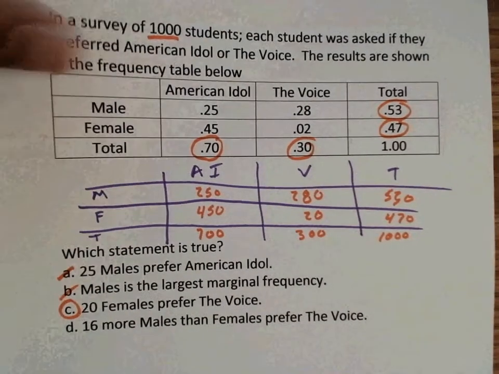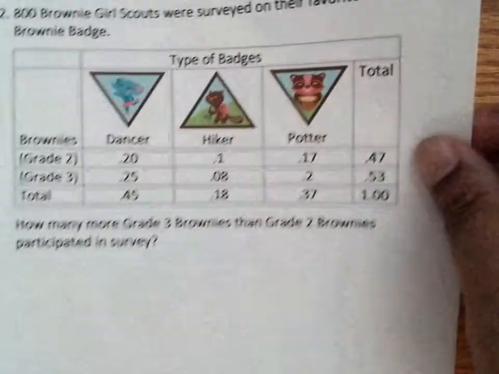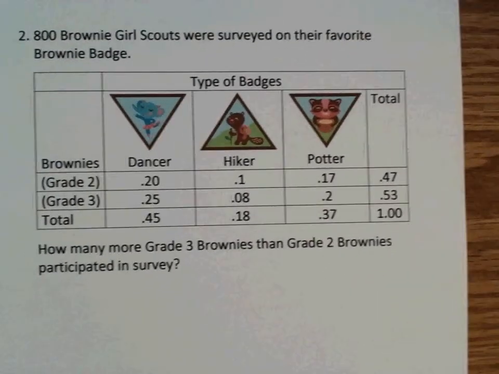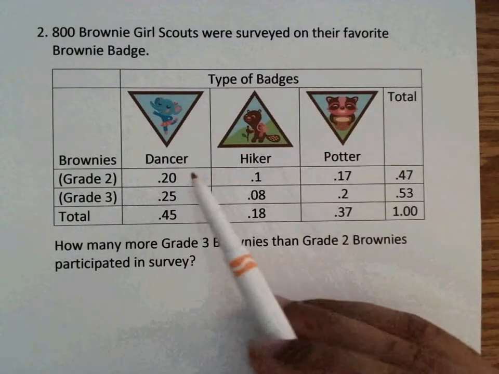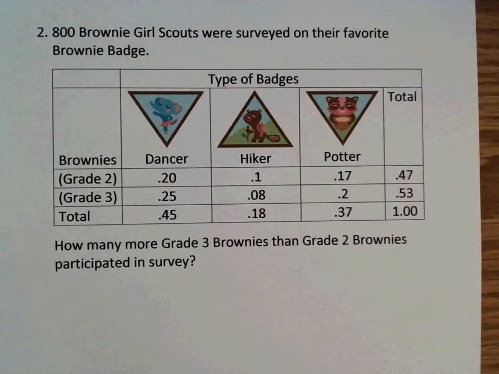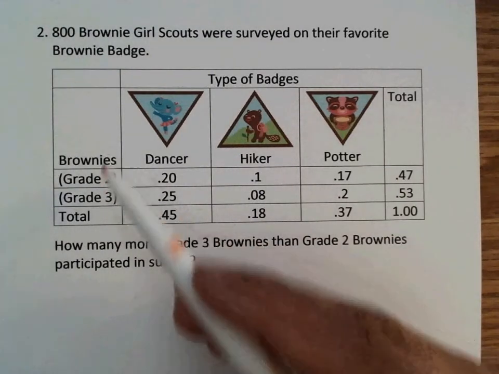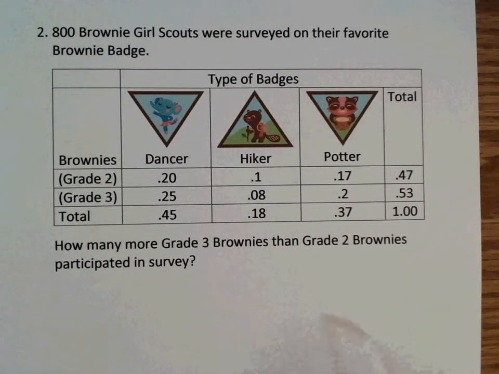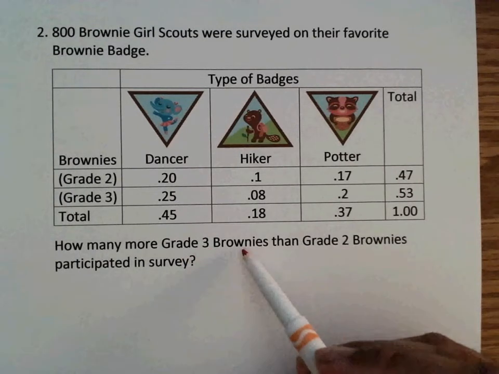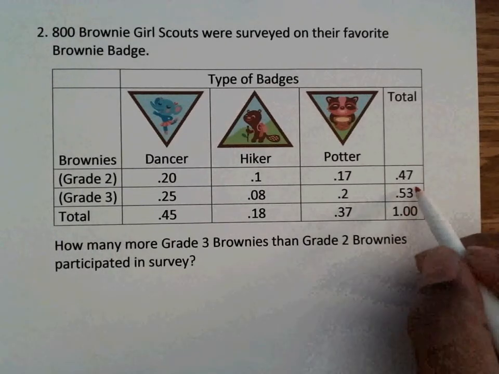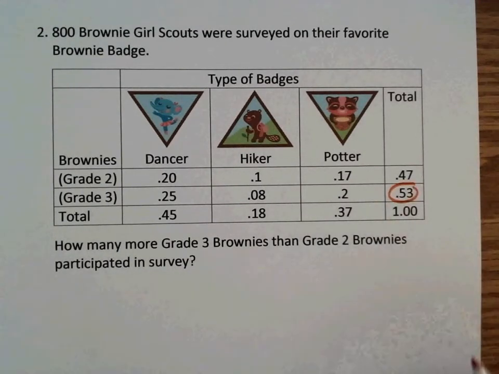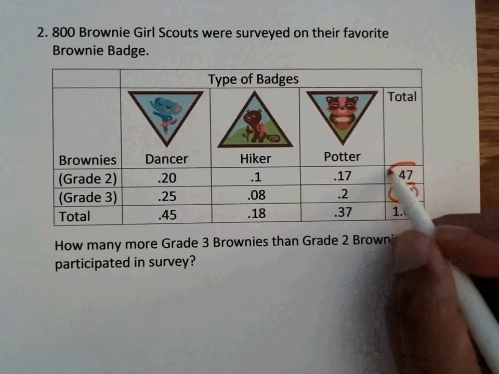Let's try another one. So in this one, it says we have 800 Brownie Girl Scouts were surveyed on their favorite brownie badge. So it looks like we have three types of badges. We have the dancer, the hiker, and the potter. And we have grade 2 brownies and we have grade 3 brownies. And we need to figure out how many more grade 3 brownies than grade 2 brownies participated in this survey. So this is the total number of grade 3, and this is the total number of grade 2.